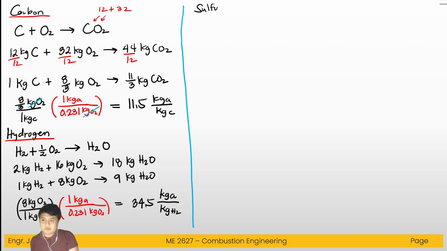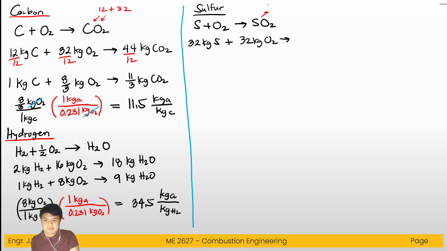How about for sulfur? If you have sulfur in our fuel and we want to oxidize it with oxygen to create sulfur dioxide, this is already balanced as well. Sulfur's molecular weight is 32, so we have 32 kilograms of sulfur plus 2 times 16 for oxygen, so 32 kilograms of oxygen, to produce. How many is this? We have 32 plus 32, so this is 64 kilograms of sulfur dioxide.